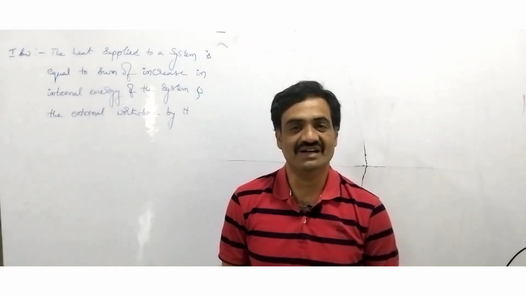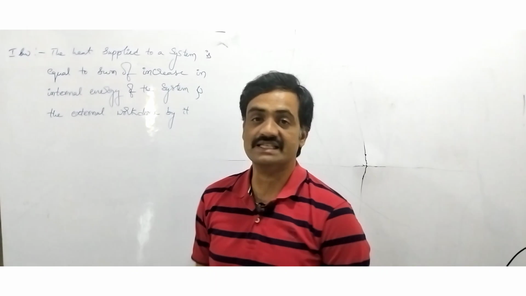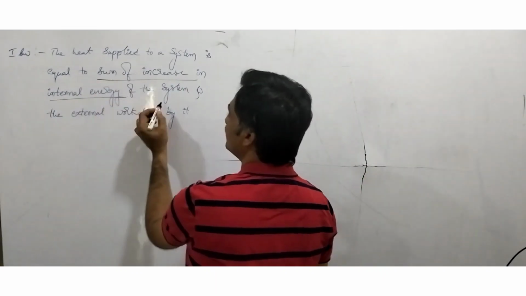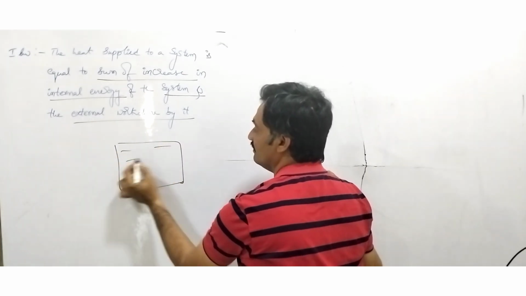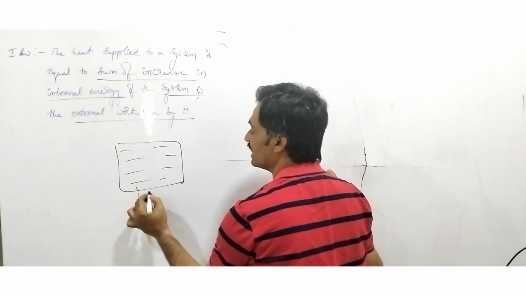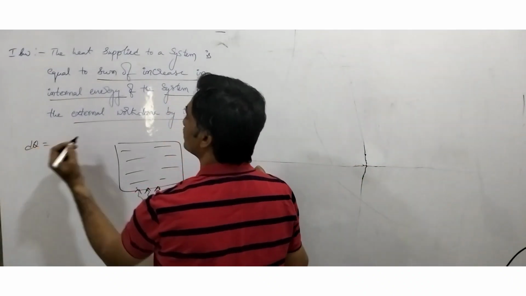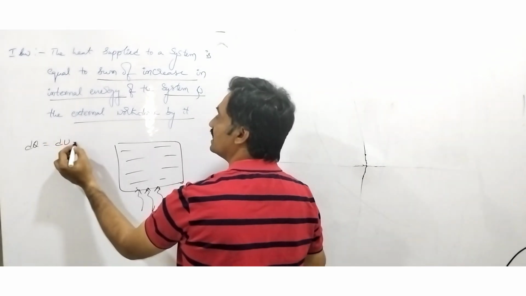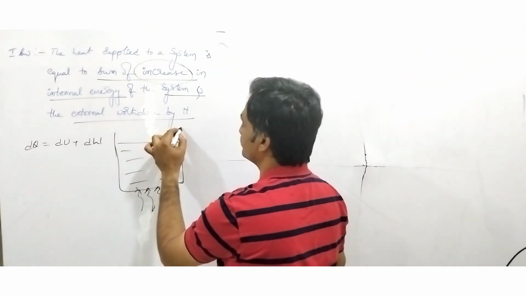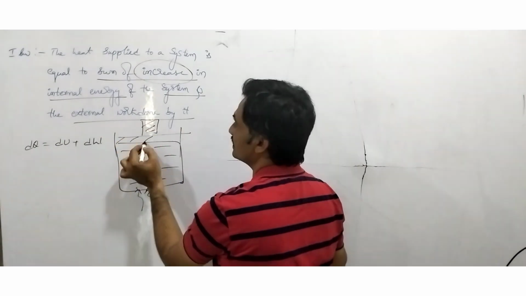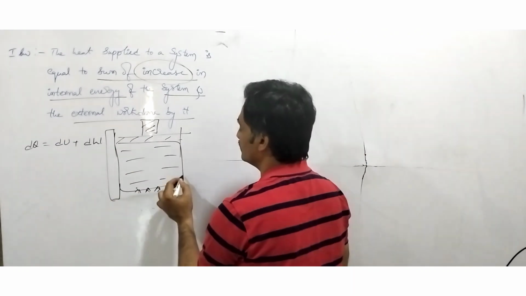Now we are going to discuss the first law of thermodynamics. If heat is capable of doing work, then the heat supplied to the system is equal to the sum of the increase in the internal energy of the system and the external work done by the system. When heat is supplied to the system, the amount of heat supplied equals the increase in internal energy plus the external work done by the system. This is the definition of the first law of thermodynamics.